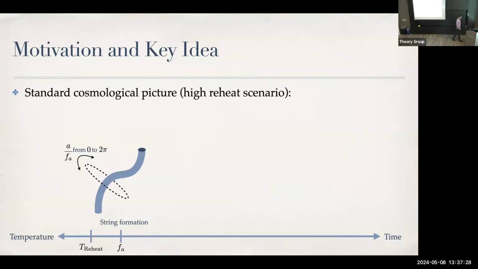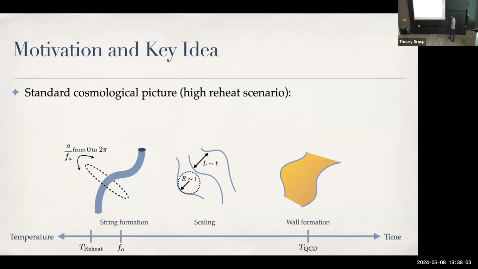Regardless of how many strings you form to begin with, roughly these strings will reach an attractor solution over time as the universe expands and the temperature cools. This attractor solution is known as scaling, where the typical radius of curvature of the axion strings and their typical separation are the same order of magnitude, the same scale, which is set by the horizon. These axion strings will dynamically evolve to reach this attractor solution until something interesting happens when you get closer to the QCD phase transition.